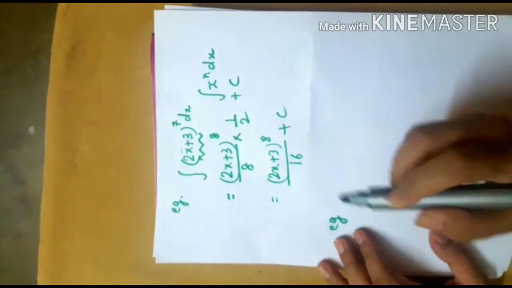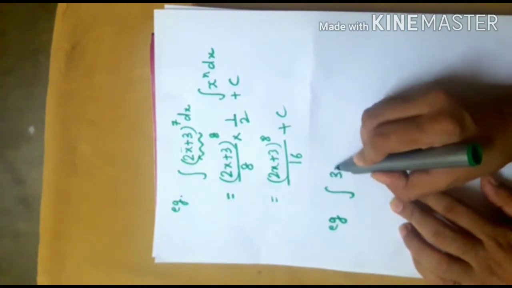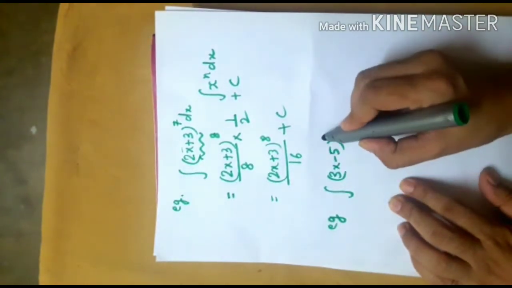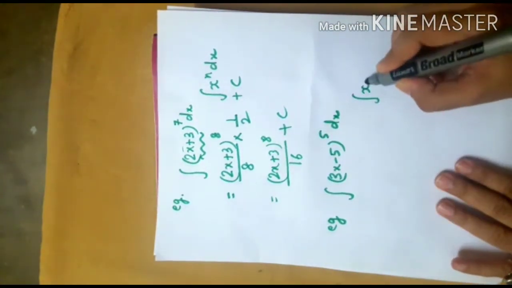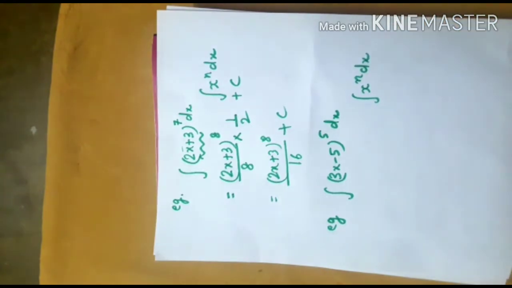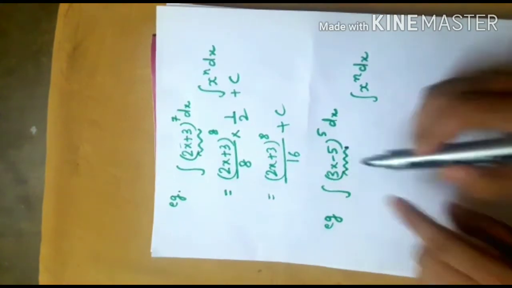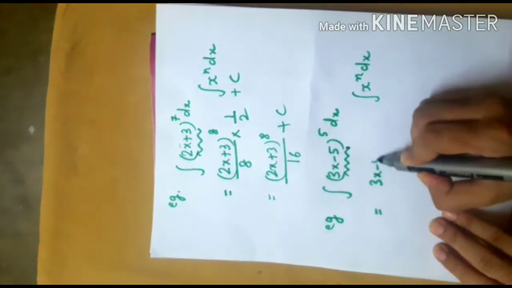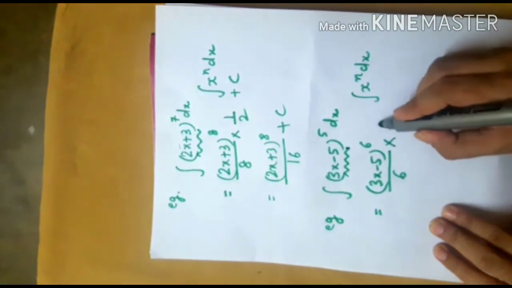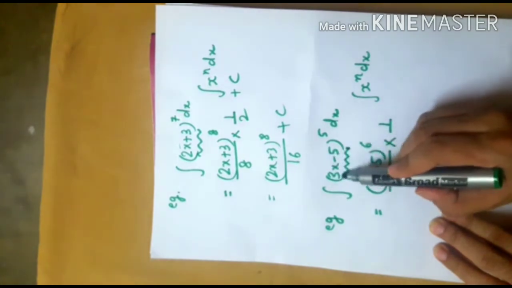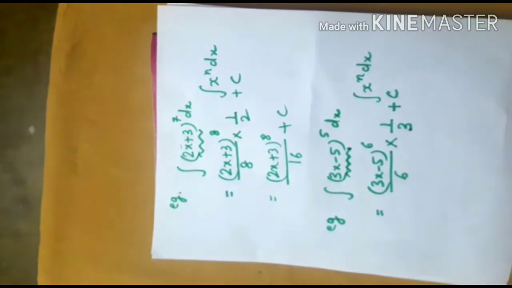Let's take another example. Suppose I need to evaluate the integral of (3x minus 5) raised to the power 5 dx. Again, it will be of this form, integral x to the power n dx, where the role of x is being played by this. Yes, the integral will be (3x minus 5) raised to the power 6 divided by 6 into 1 over the derivative of 3x minus 5, which is 3, plus c.